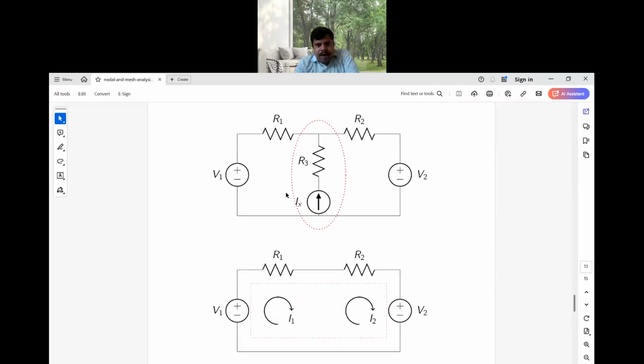Once the loop currents are known to you, then what is the voltage drop across R1? The R1 voltage drop is I1 into R1. The R2 voltage drop is I2 into R2. For R3, based upon the magnitudes of I1 and I2, it is the difference of I1 and I2 into R3. That is the voltage drop across R3. Clear?